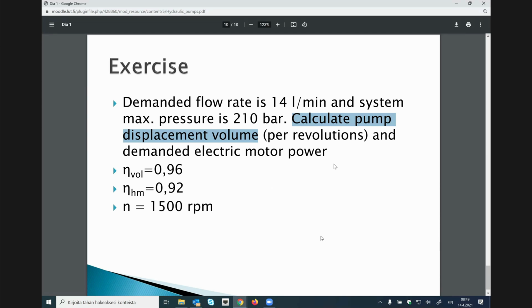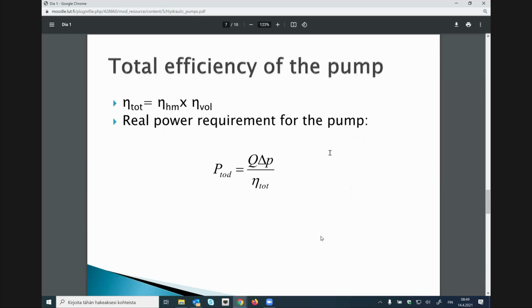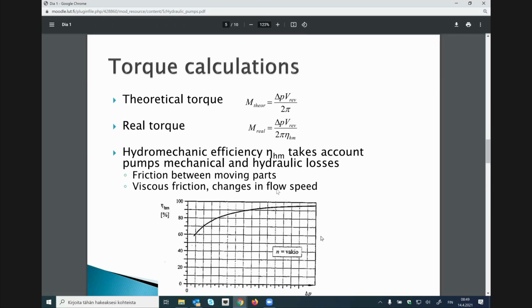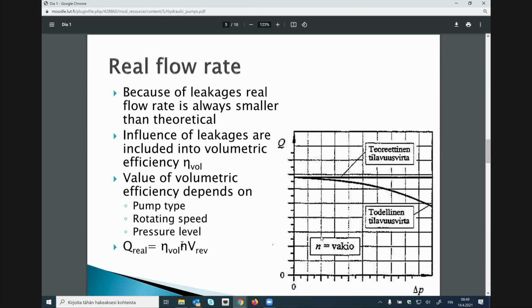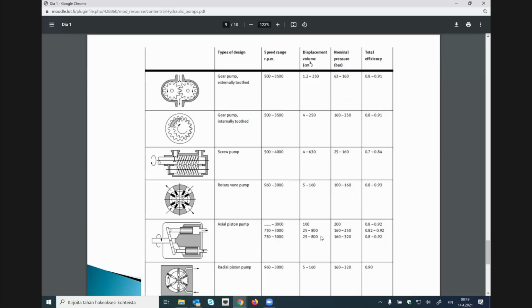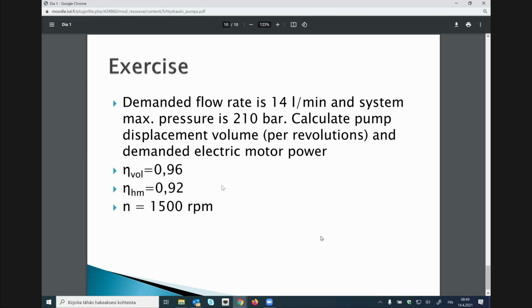Two simple calculations based on the formulas that I introduced, this formula and this formula. And be careful with the units. I will be silent for a while so that you can try this and let's see the results.